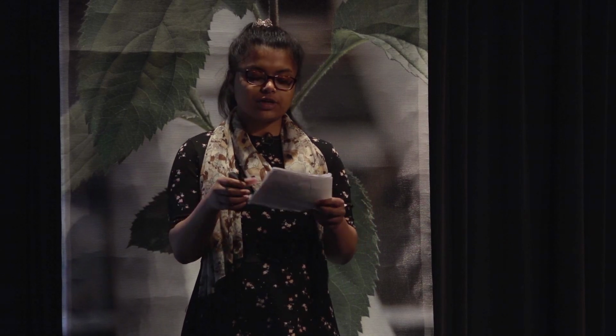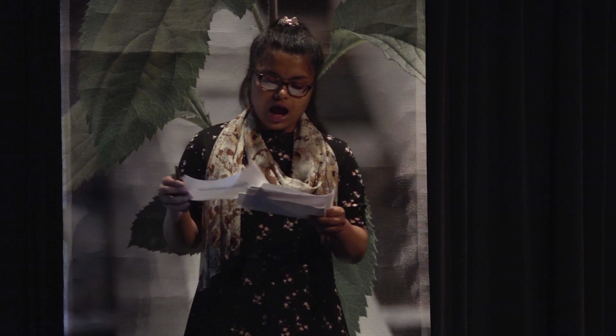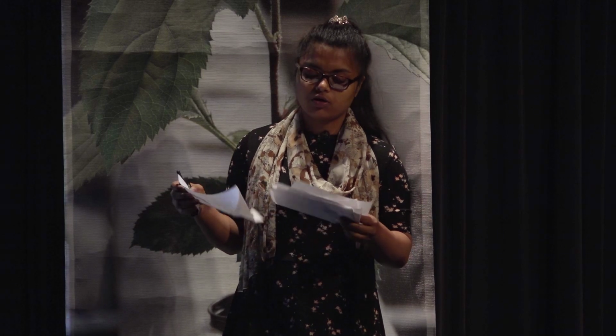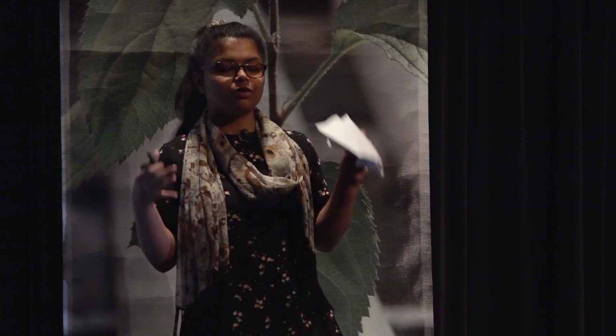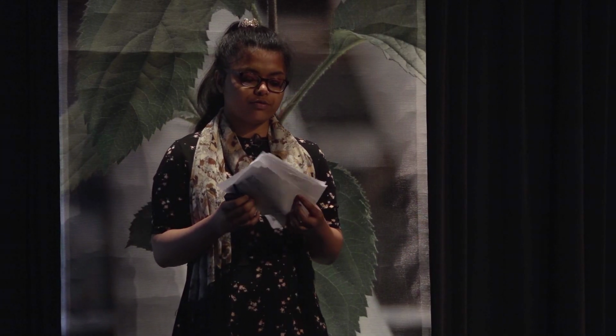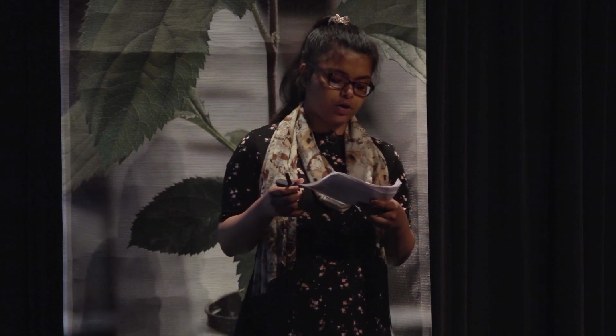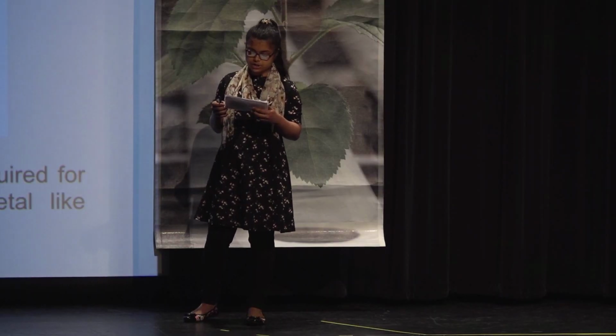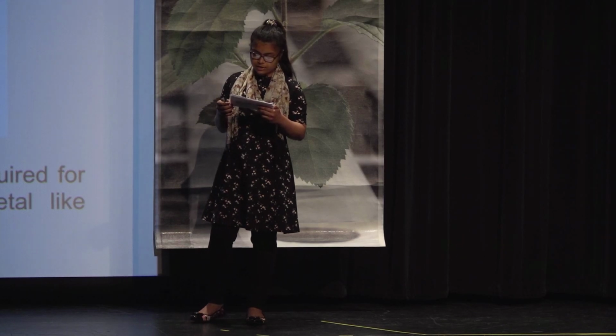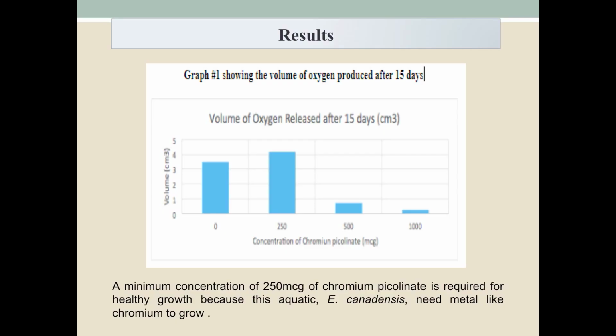After my 15 days of experiment ended, I found that a higher concentration of chromium picolinate lowered the volume of oxygen gas that was being formed, and a concentration of chromium picolinate greater than 215 mcg will cause the Elodea densa plant to die because the rates of photosynthesis and cellular respiration are decreased.